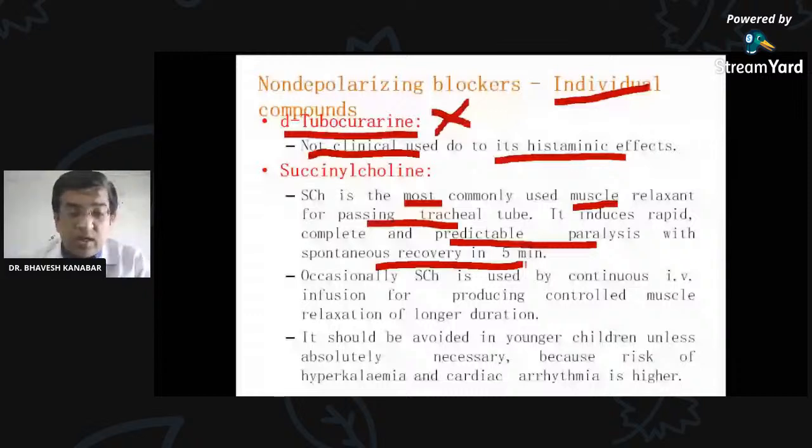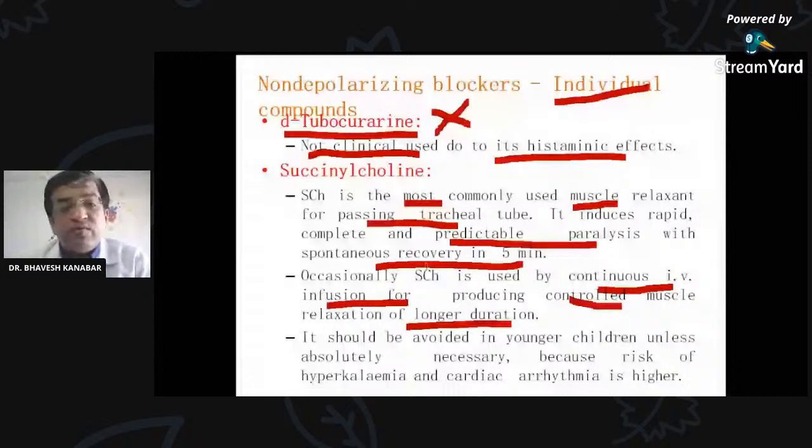Occasionally, succinylcholine is used by continuous IV infusion for producing controlled muscle relaxation for a longer time. As we have seen, succinylcholine acts for a very short period, that is 5 minutes. But if we want to prolong the action of succinylcholine, we can use controlled IV infusion. By giving continuous IV infusion, we can produce a longer duration, but care must be taken that the paralysis does not last too long.